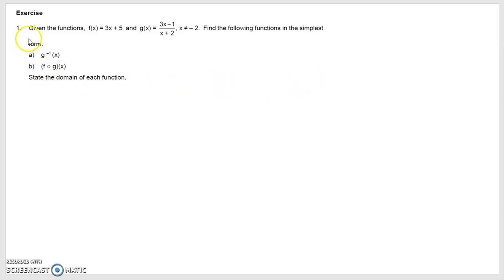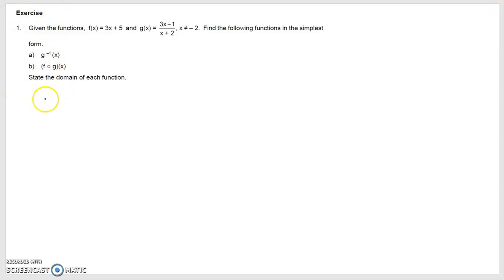Now we look at question number 1. Given the function of f(x) and g(x), find the following function in the simplest form. So let's say question A, find the g inverse. So this is our g inverse.